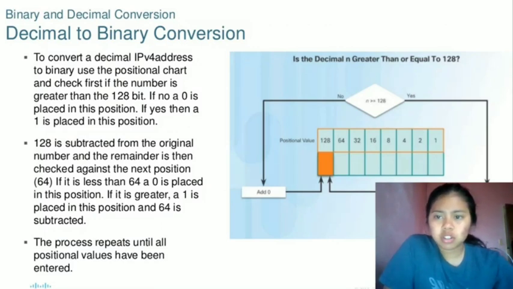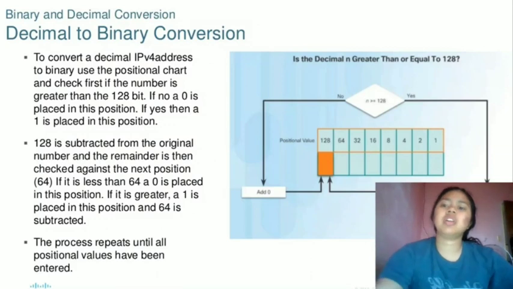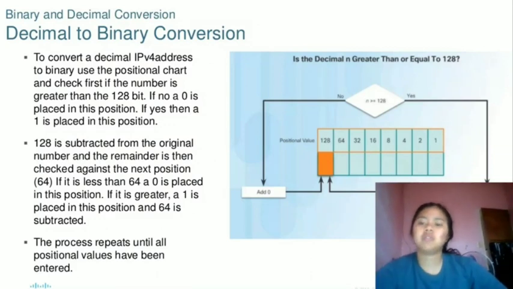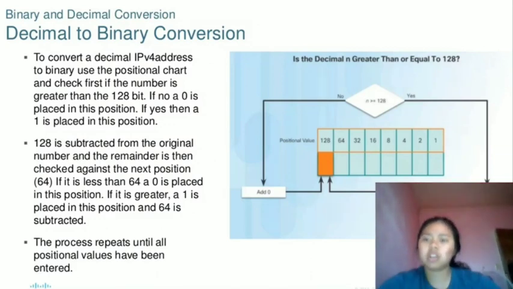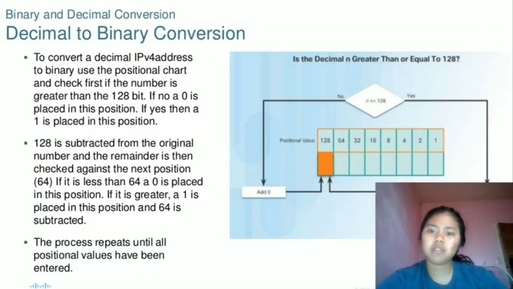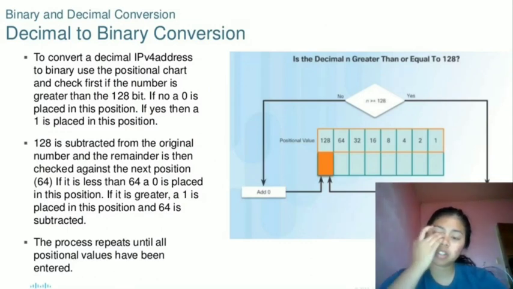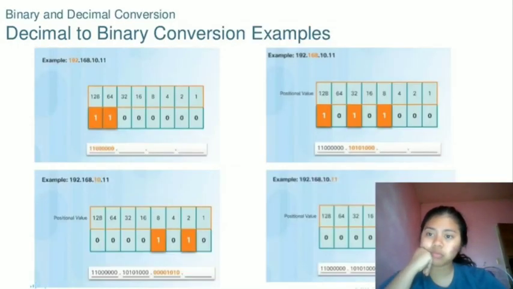Decimal to binary conversion. To convert a decimal IPv4 address to binary, use a positional chart and check if the number is greater than or equal to the 128 bit. If no, a 0 is placed in this position. If yes, then a 1 is placed in this position. Here are examples of decimal to binary conversion.